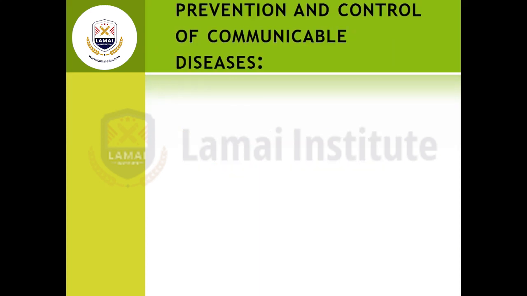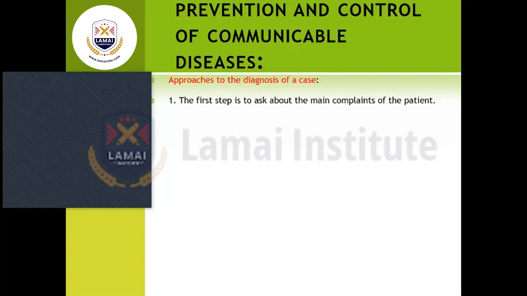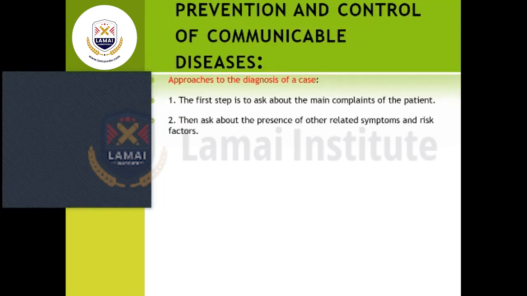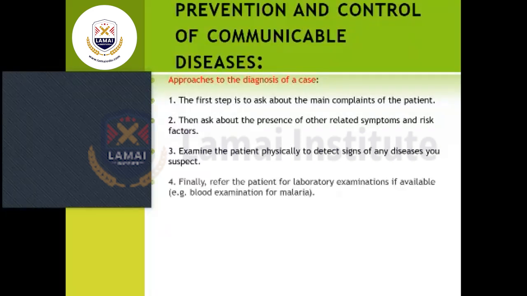So when it comes to prevention and control of communicable diseases, there are certain approaches that we use. The first step is always to ask about the main complaints of the patient. Then the other thing is to ask about the presence of other related symptoms and risk factors. Thirdly, examine the patient physically so that we can detect signs of any disease that you suspect. And then finally, it is good to refer the patient for laboratory examinations if available.